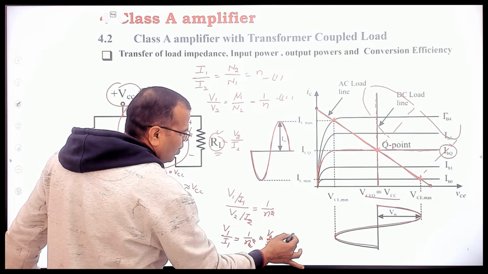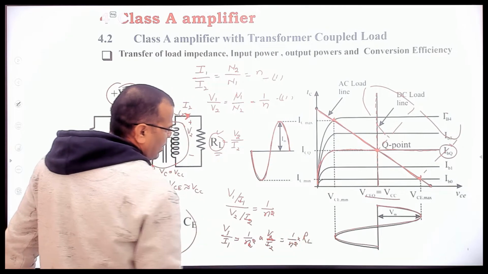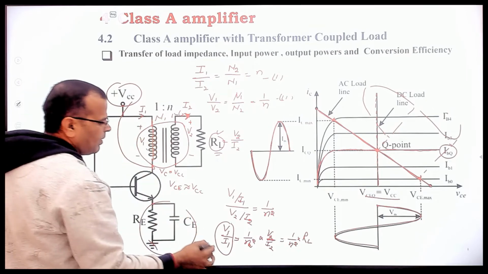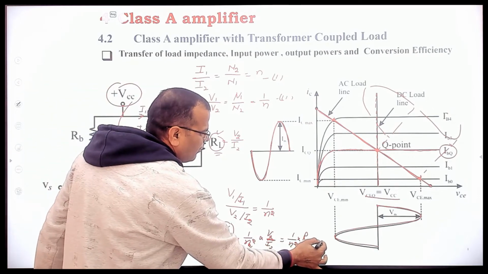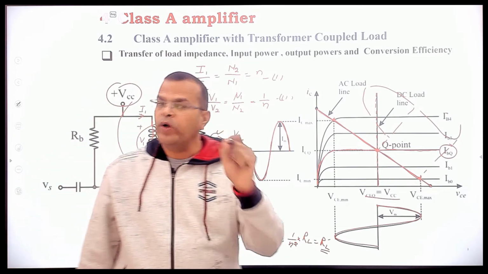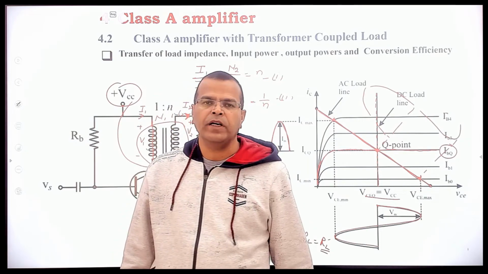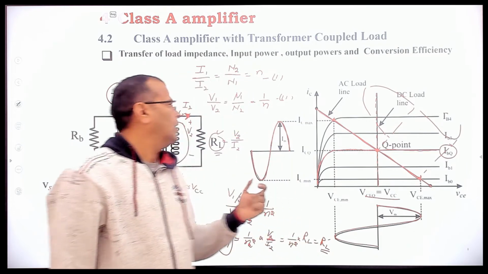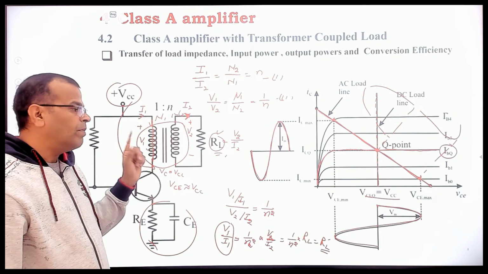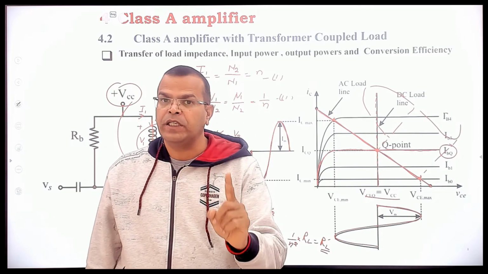This will be equal to 1 by N square multiplied by load resistance RL. And this ratio of V1 upon I1 is nothing but the impedance or resistance seen by the primary side, and this is equal to RL dash. RL dash is known as the load impedance or load resistance referred to the primary side of the transformer. So this is equivalent to the resistance connected at the primary side, but that load resistance RL dash is in respect to AC signals.